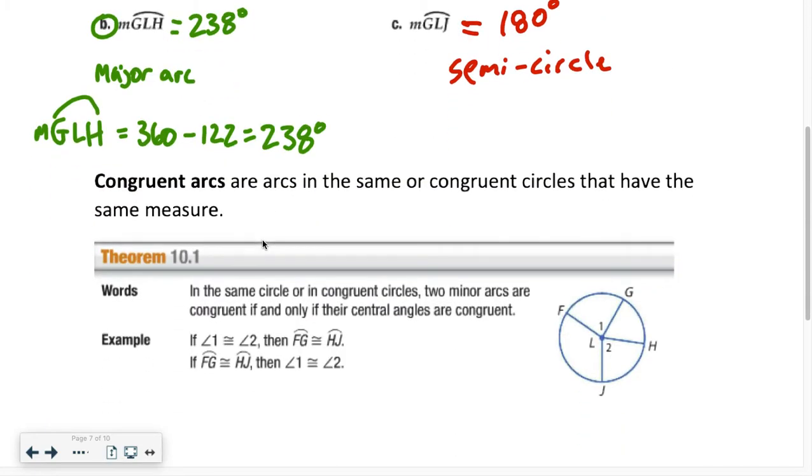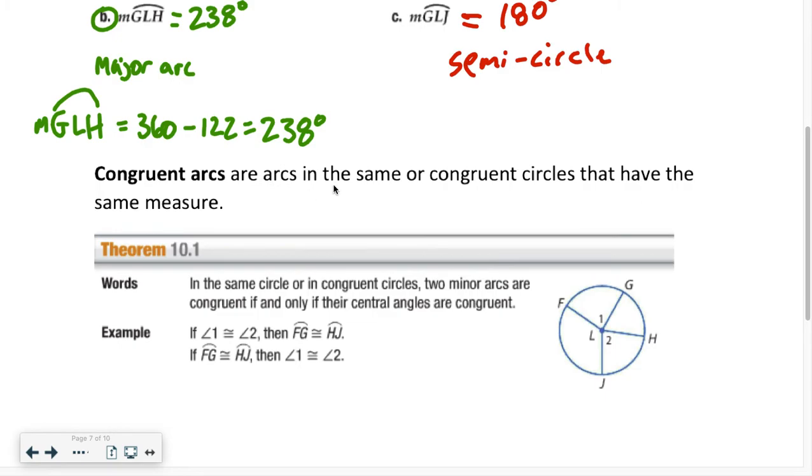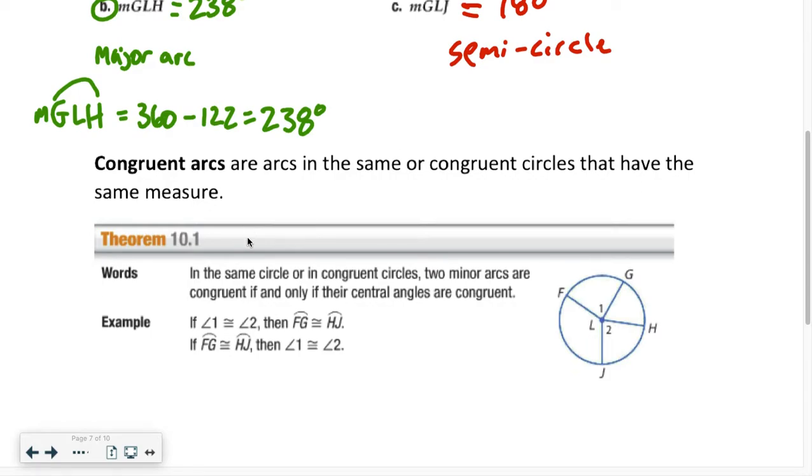All right, so congruent arcs are arcs in the same or congruent circles that have the same measure. So if the central angles are congruent, 1 and 2 here, then the arcs are congruent. And conversely, if the arcs are congruent, then the angles are congruent. So that's the summary of theorem 10.1. I guess we could read it. In the same circle or congruent circles, two minor arcs are congruent if and only if their central angles are congruent. So it goes both directions, as we discussed there. Okay.